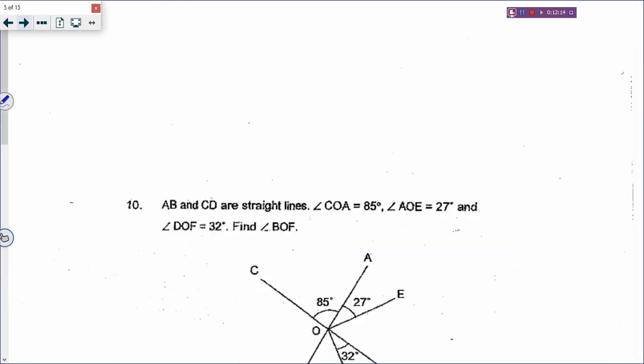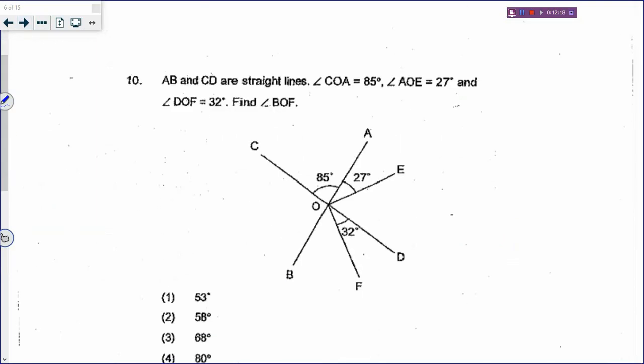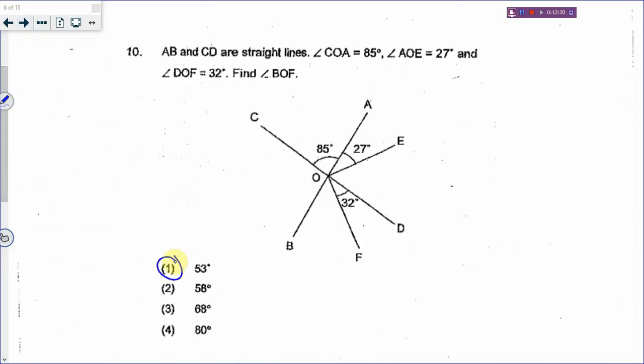Okay, let's go on to number 10. Number 10, your answer is number 1. So you are tested on your properties of angles. So you read everything, right? A, B, and C, D are straight lines, and then all the different angles are given. So can you find angle BOF? BOF is over here. So you're asked to find this angle.